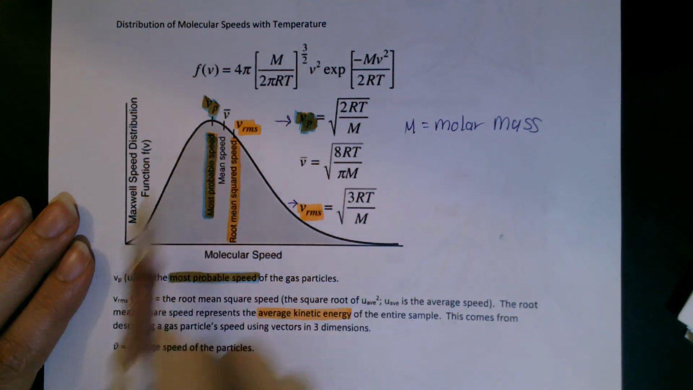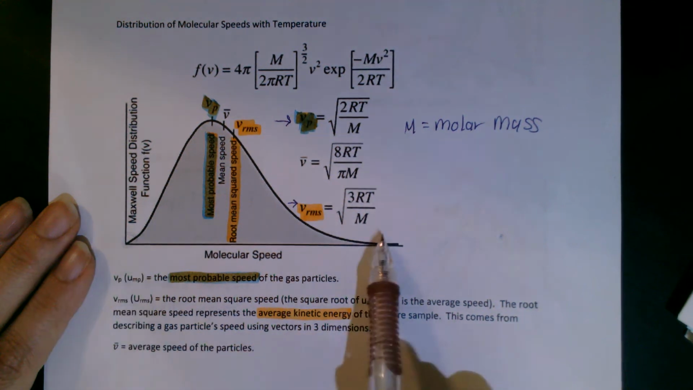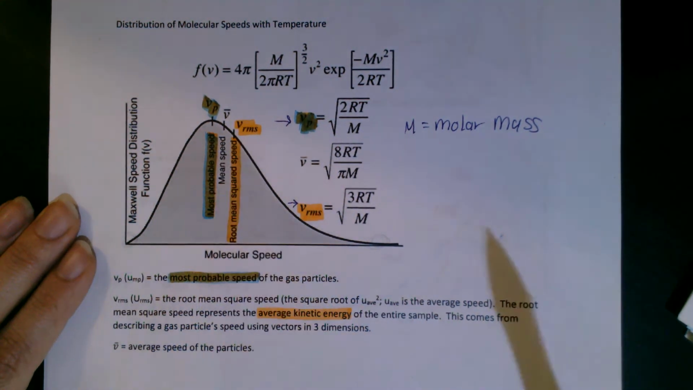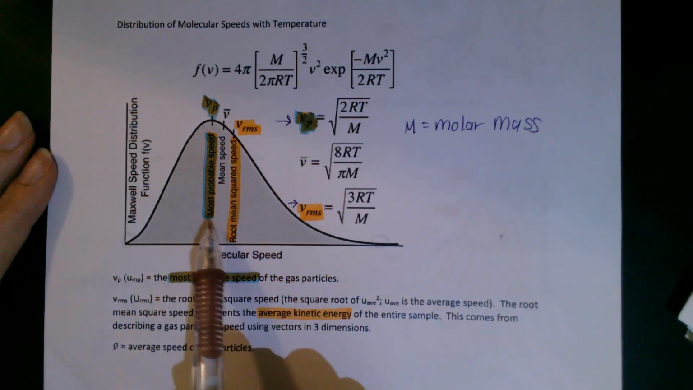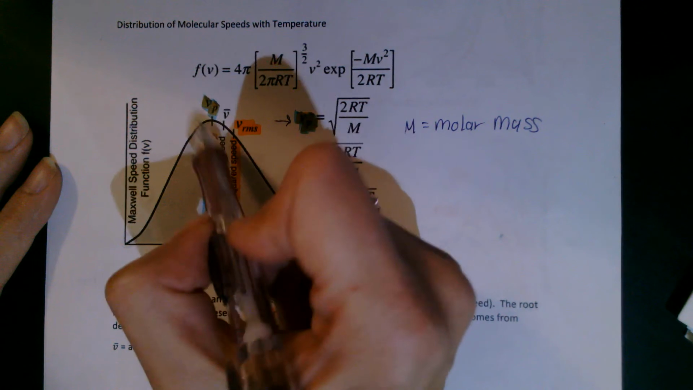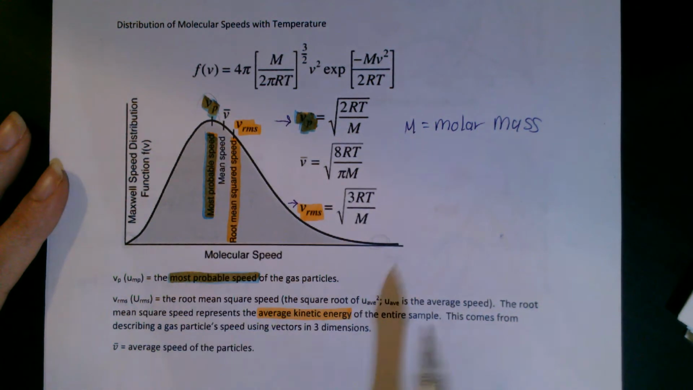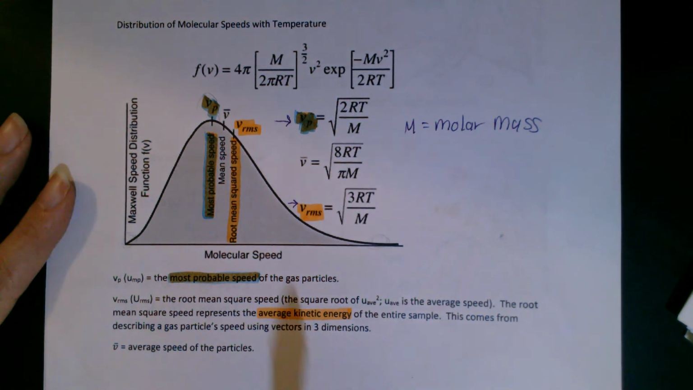So the mean would be the difference between the minimum value here and the maximum value over here. That will give you your mean, but again, not super important. We are going to look at the most probable speed, that highest point on the peak, and the root mean square speed, which represents the kinetic energy of the sample.